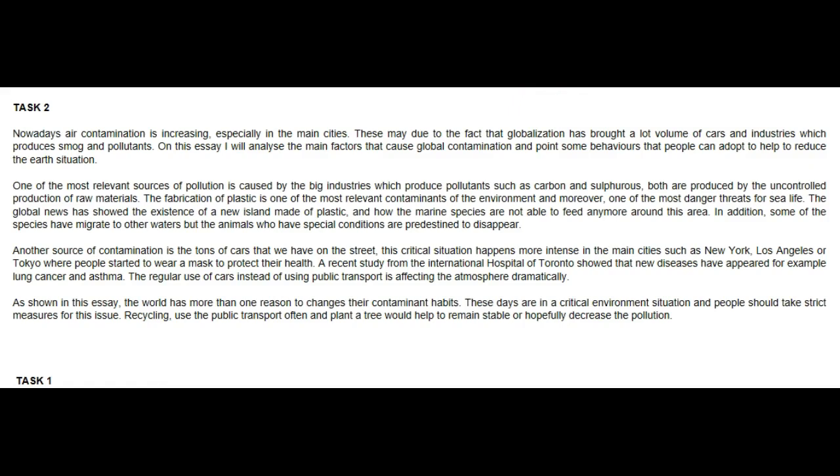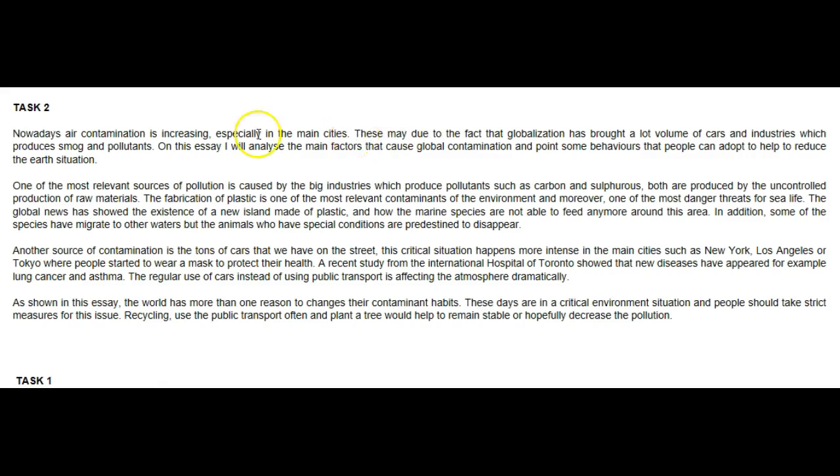Okay, so nowadays air contamination is increasing, especially in the main cities. This is due to the fact that globalization has brought a lot of volume of cars and industries which produces smog and pollutants. Okay, let's clean up the grammar just a tiny bit.